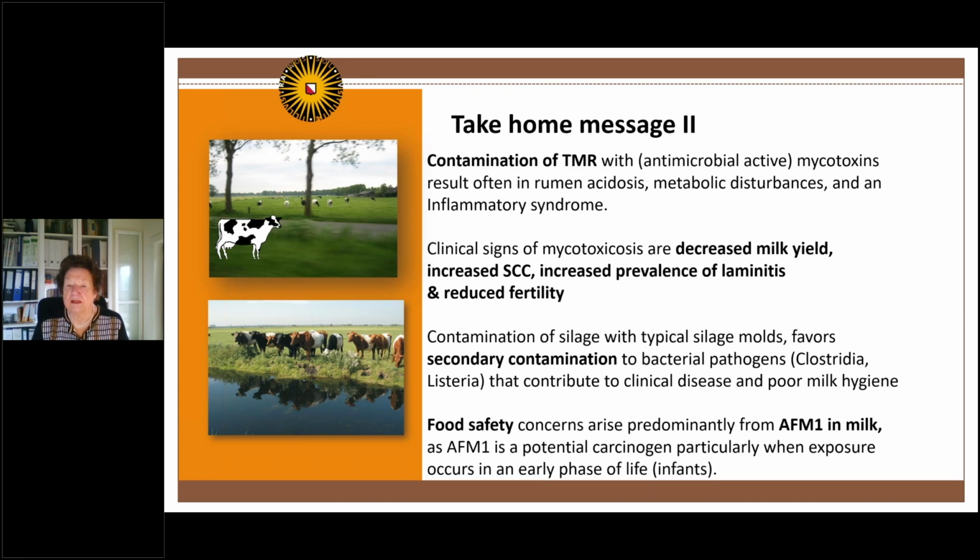What we also see is that we have a secondary contamination with bacterial pathogens like Clostridia and Listeria, but particularly Clostridia are important. And this secondary contamination contributes to the clinical signs we do see in the animal, but also to poor milk hygiene. And food safety concerns mainly arise from aflatoxin M1 in milk, and I explained to you that recent genetic selection has increased the risk, so control mechanisms have been increased to avoid any kind of contaminated milk reaching the infant and infant products.